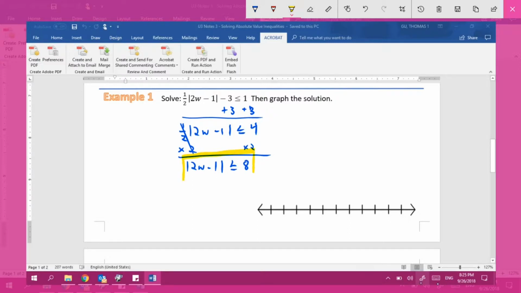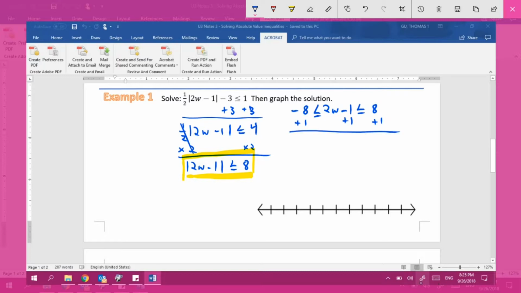So with the absolute value of 2w minus 1 is less than or equal to 8, we're going to write our compound inequality with our solution in the middle. So let's go with 2w minus 1 is less than or equal to 8. And then we're going to put greater than or equal to, and on the left side, we're putting negative 8. All right, so let's work this out. We need to get w by itself. So let's add 1 to both sides.